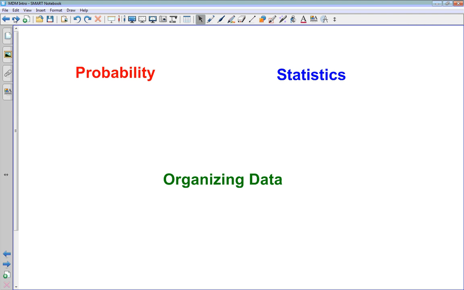These three topics go well together. That's why they're all included in this course. In particular, there's a very close relationship between probability and statistics. And the skills that we learn in organizing data are going to inform both our study of statistics and our study of probability.